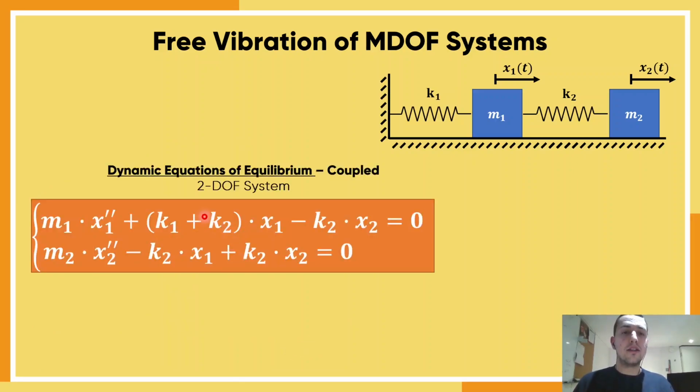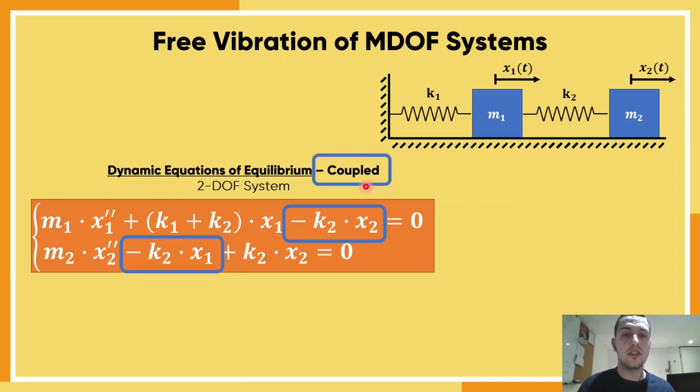If we combine the two equations of equilibrium in a system, and we know how to solve it, we could describe the vibration of a multiple degree of freedom system. What is interesting to understand at this stage is that these two equations are coupled. And to understand what coupled means in this context, I want you to look into these two terms. This minus k2x2, and in this one, the minus k2x1.